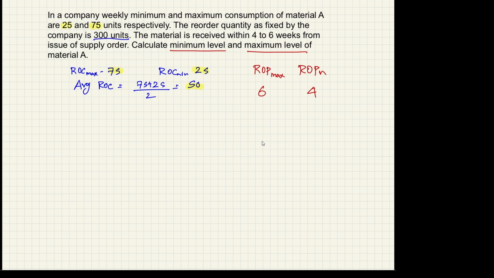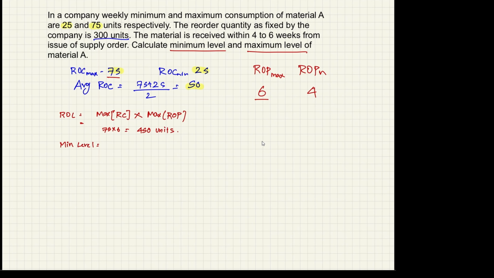Before you proceed with calculation of minimum and maximum, you have to calculate reordering level. How do you calculate reordering level? Reordering level is equal to maximum rate of consumption into maximum reordering period. So here you have to take this 75 and here you have to take 6. So 75 multiplied by 6, you have 450 units. Now you have 450 units.